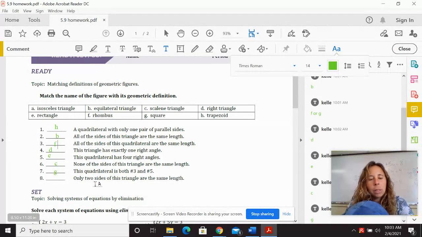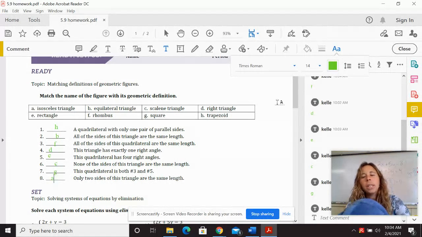And the last one, only two sides of this triangle are the same length. That's going to be your isosceles triangle. I remember this because it has two S's, it has two E's. It has two sides of the same length. Two S's means two sides of the same length. So that is isosceles. Alrighty, that's 1 through 8.